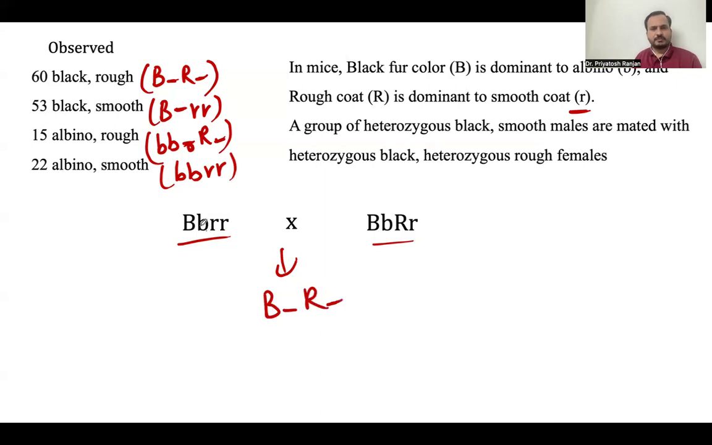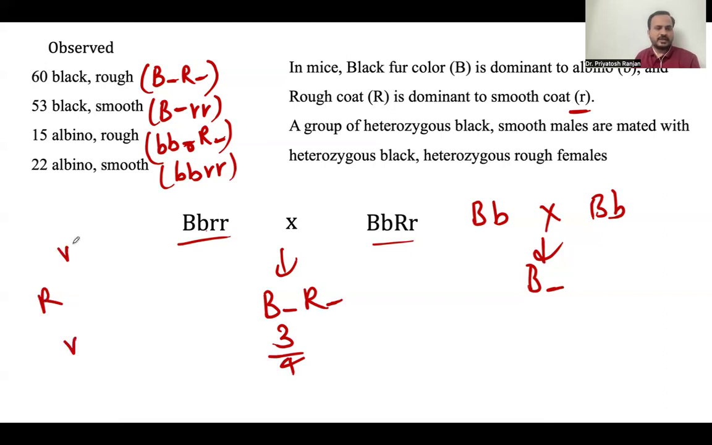Just the same thing I said a few minutes back, you can take a single character at a time: capital B small b with capital B small b, and what is the probability of getting capital B dash? Nothing but 3/4. Same for capital R small r, and small r small r. So what I need to get is capital R dash, and that is going to be 1/2. So this value is going to be 3/8.